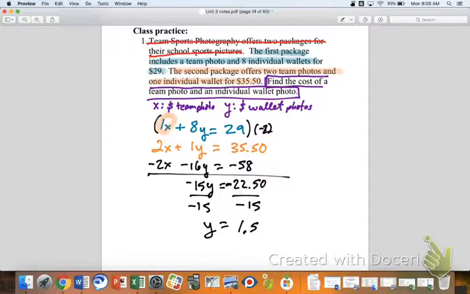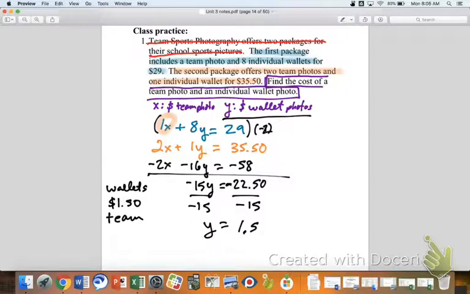You guys get positive 1.5 here? Okay. So what does that mean for our question? What did the y stand for? Yeah, since we wrote that down, it's actually really easy to see. That means the individual wallets cost $1.50 each. We still don't know exactly how much the team photos are going to cost. What could I do with my 1.5 to help me understand? Yeah.